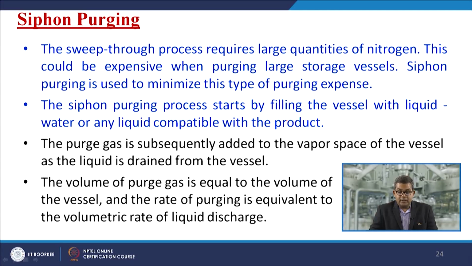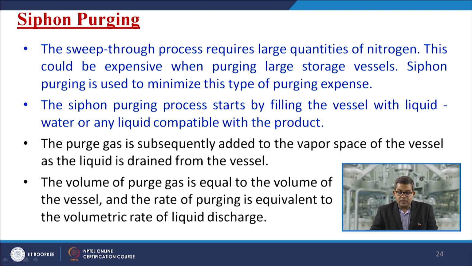Another purging method is the siphon purging. Now sweep through purging process requires large quantity of nitrogen, because you need to fill the entire volume of the vessel with the nitrogen. Now this could be expensive when purging a large storage vessel. So siphon purging is used to minimize this type of purging expenses. It is very simple and quite effective.